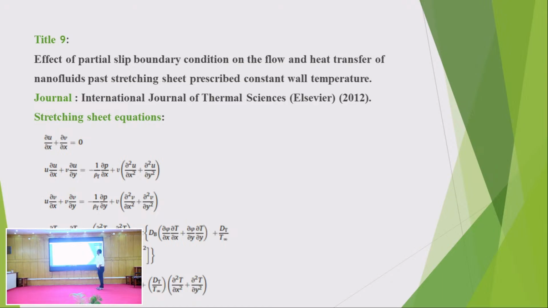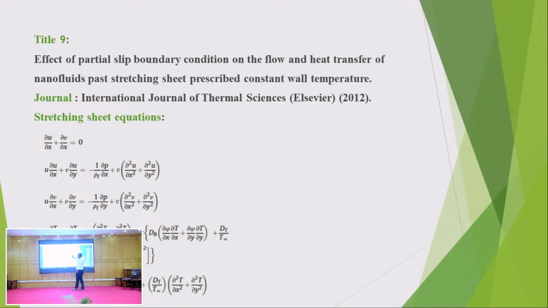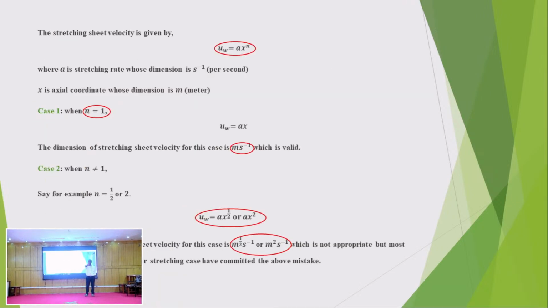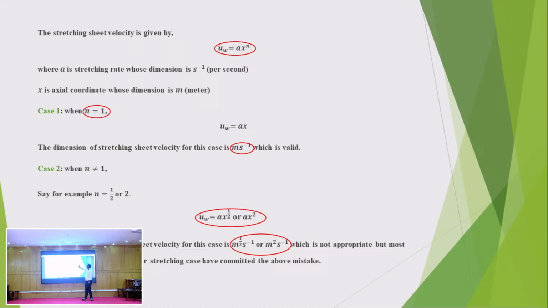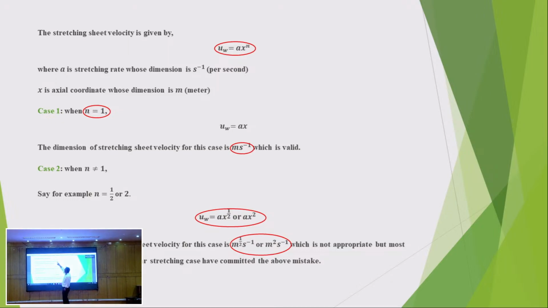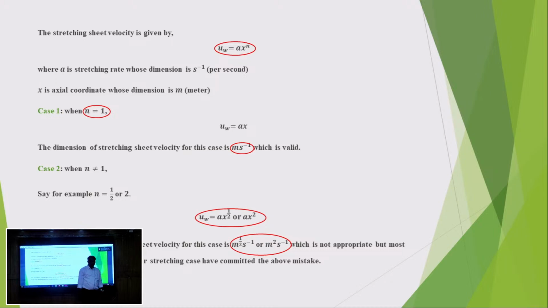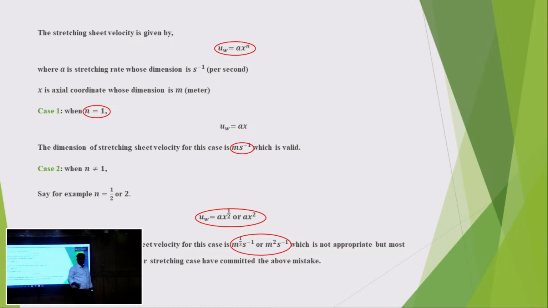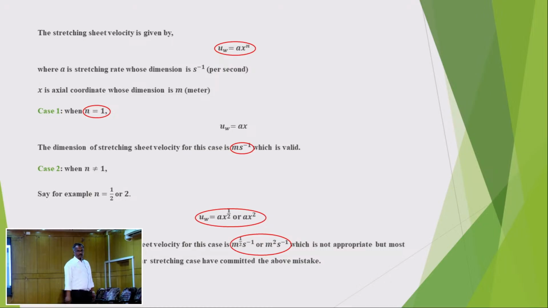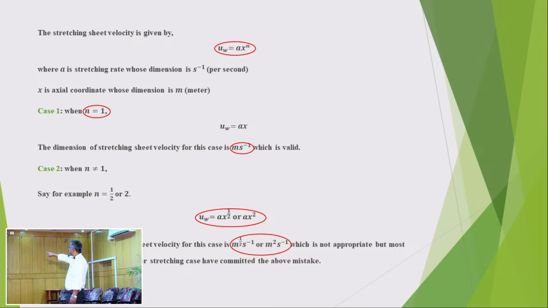Next. Say constant into y. Next. I took only 10 papers. Look at that. Here I observed how we make mistakes while taking a non-linear stretching sheet. Non-linear stretching velocity becomes a into x to the power n. For linear, n must be 1. n equal to 1 means the unit is meter per second, no doubt at all.